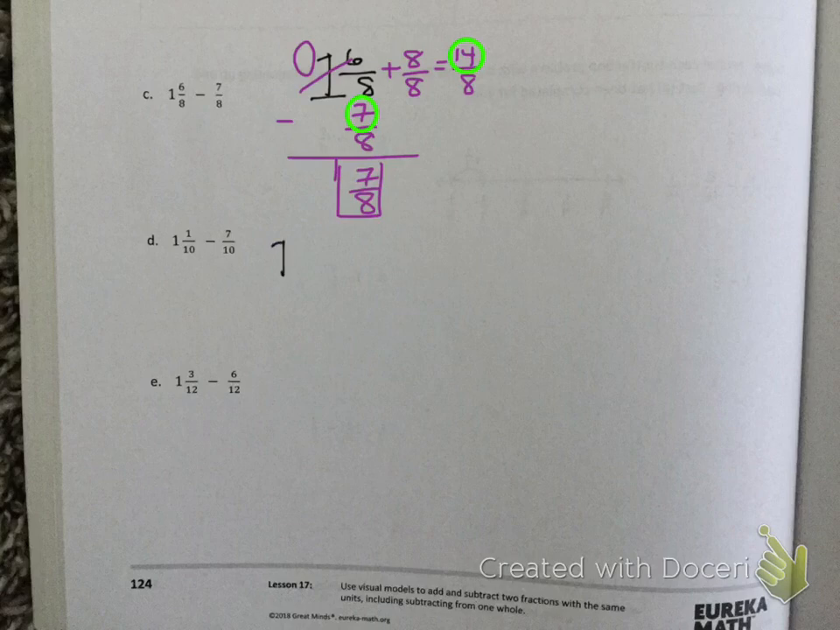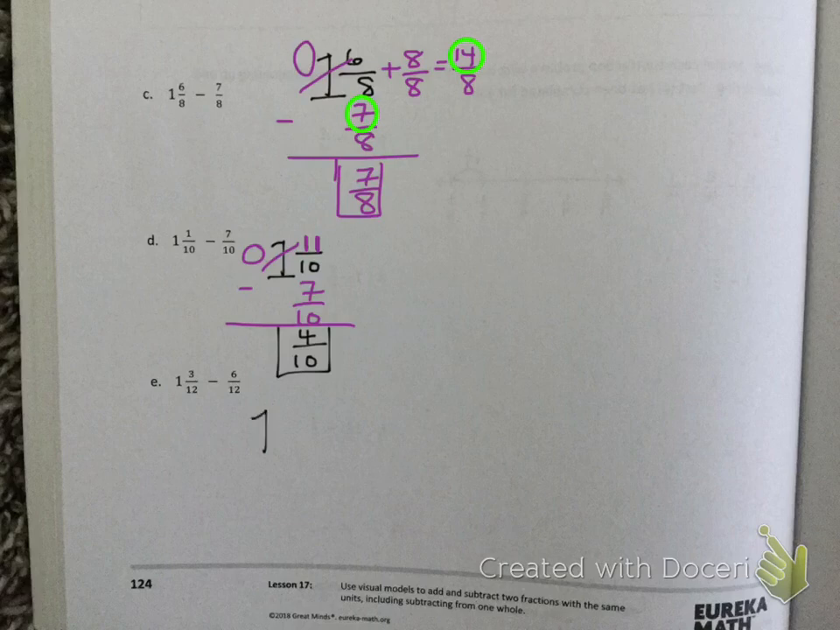So let's go 1 whole, 1/10, subtract 7/10. Again, we don't have enough here. We have to unbundle. So we're going to unbundle the whole, and we're going to add 10/10 to this, which will make it 11. And now we have 11/10, subtract 7/10, and our answer is going to be 4/10. Nice. And let's get one more practice in.